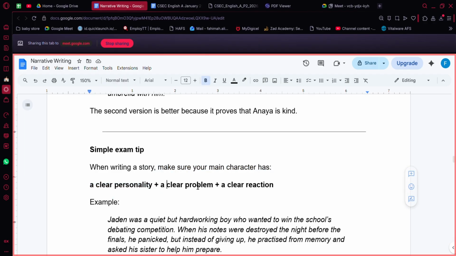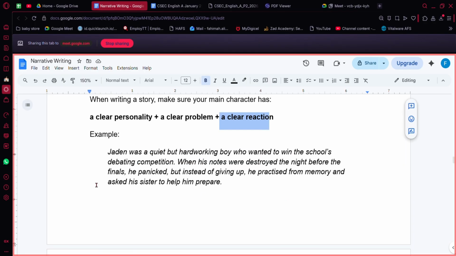So an example is, Jaden was a quiet but hardworking boy who wanted to win the school's debating competition. When his notes were destroyed the night before the finals, he panicked. But instead of giving up, he practiced from memory and asked his sister to help him. So we have a personality. He is hardworking and he wanted to win the school's debating competition, right? This is his want, winning the debating competition.